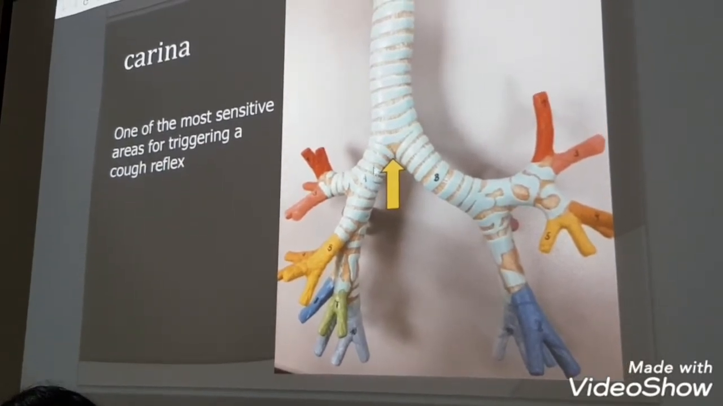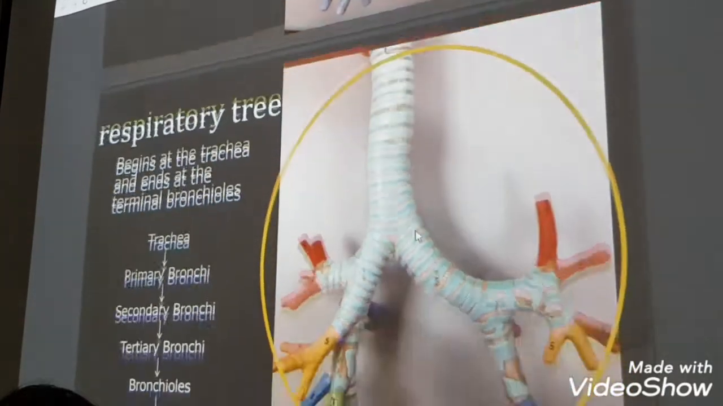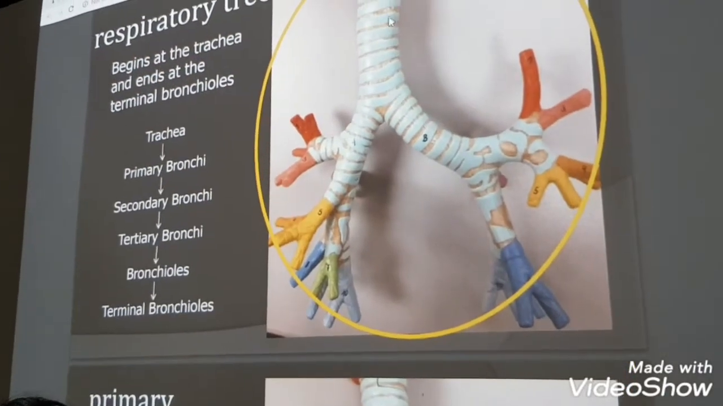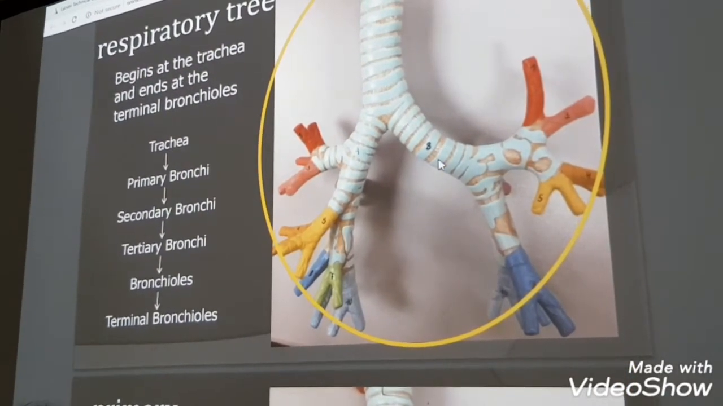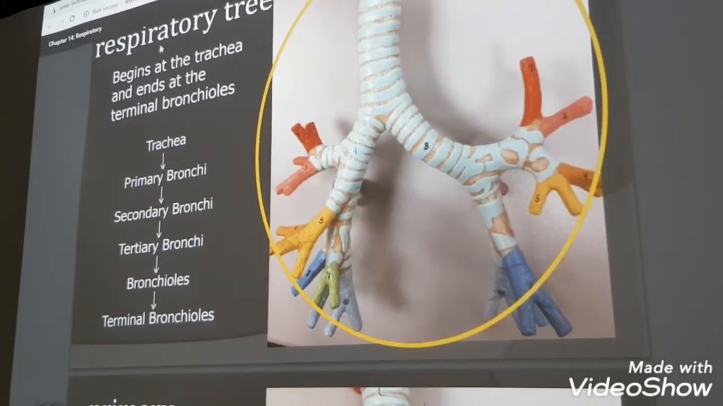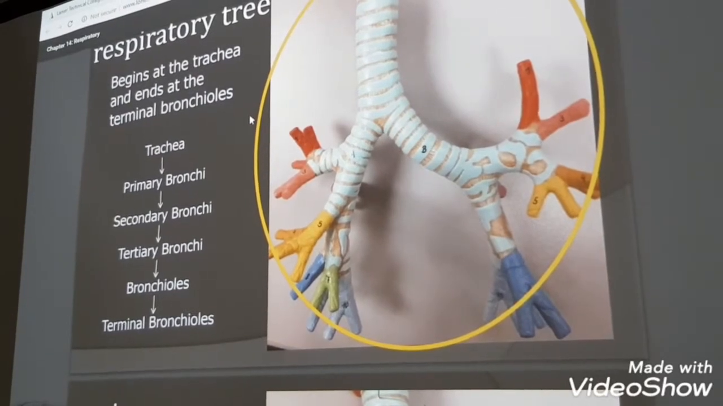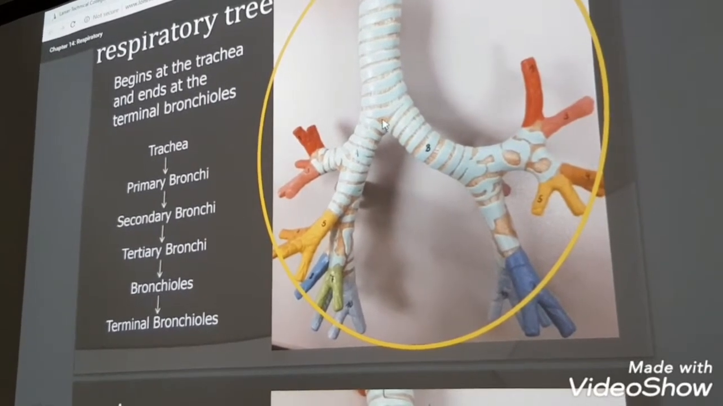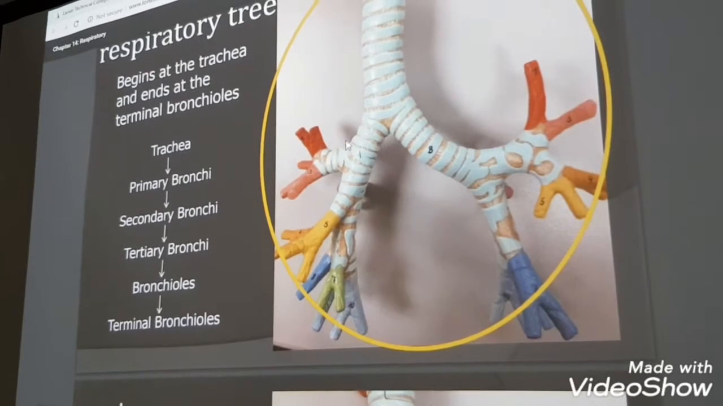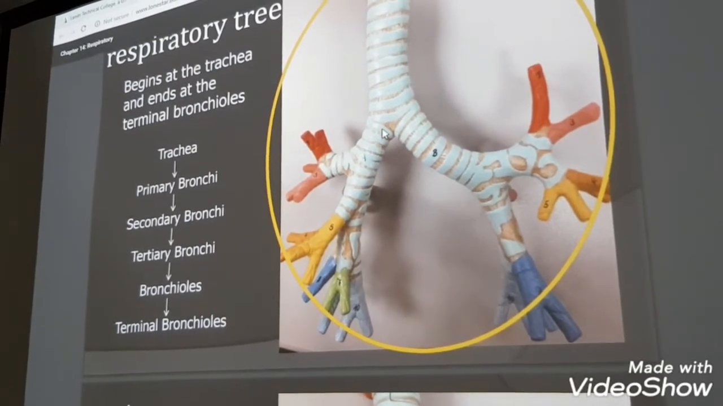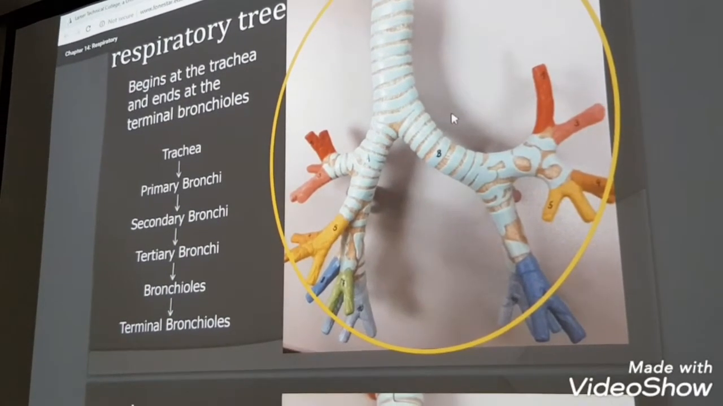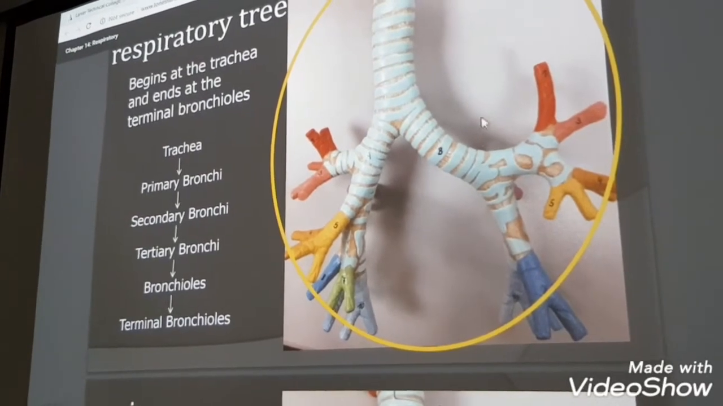The first branch off of the trachea is the start of what is known as the respiratory tree. That's why we refer to them as branches, because that's what they look like. The first branch gives us the right primary bronchus and the left primary bronchus.